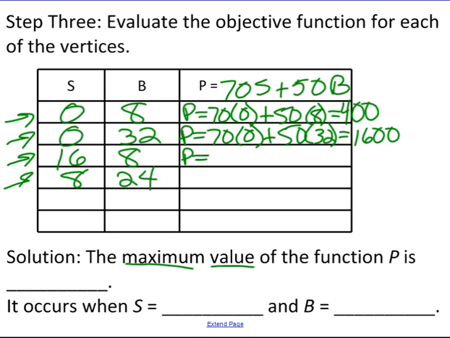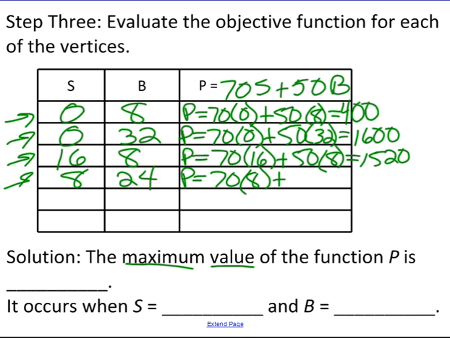Let's see what 16, 8 gives us. 70 times 16 plus 50 times 8. 1520, that's not as good as the 1600, so probably not that one. And finally, the last one, 70 times 8, and 50 times 24. And let's see what that gets. $1760.